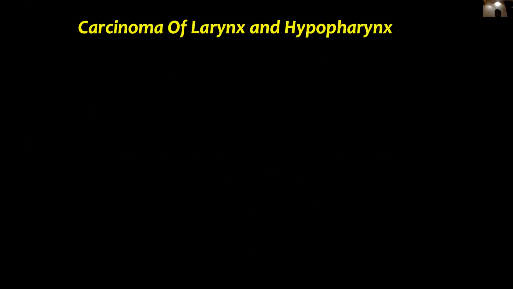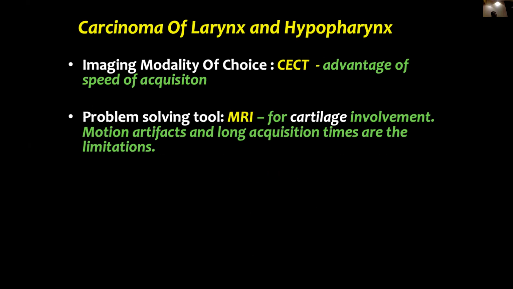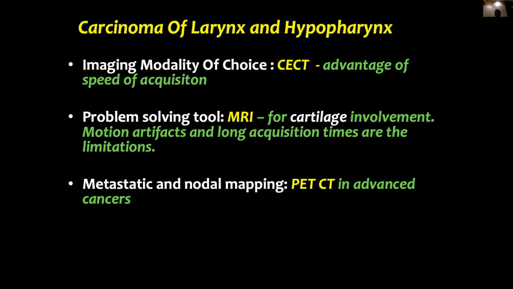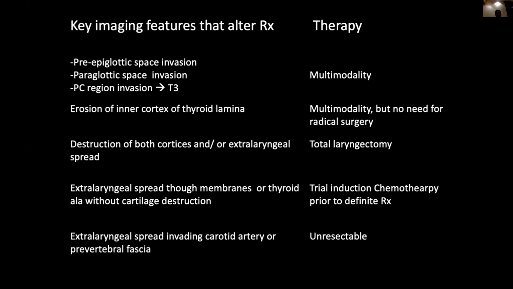You have carcinoma of the larynx and hypopharynx. The imaging modality of choice, as I said, is CECT because of the speed of acquisition. MRI can be used as a problem-solving tool where the cartilage is not ossified and you are in a dilemma for the paraglottic space involvement assessment. Metastatic and nodal mapping can be done by PET CECT. Again, as I said, I'm more towards plain CT thorax, but depending on a case-to-case basis, you can choose PET CECT also. Cartilages can only be assessed on imaging. So let's see what key imaging features change the management.